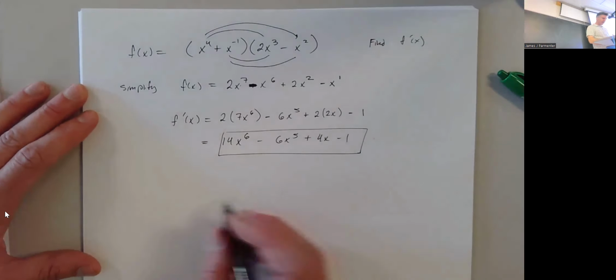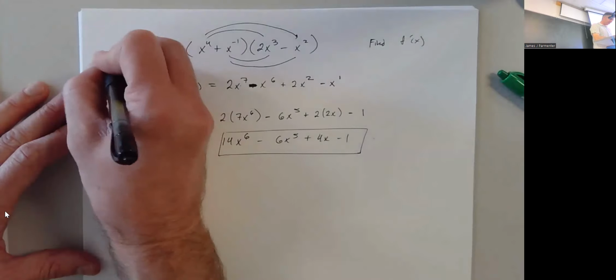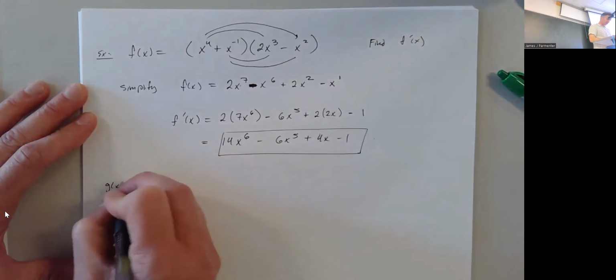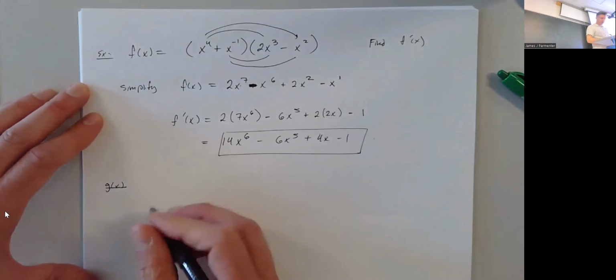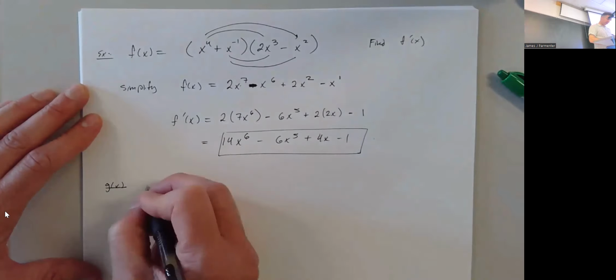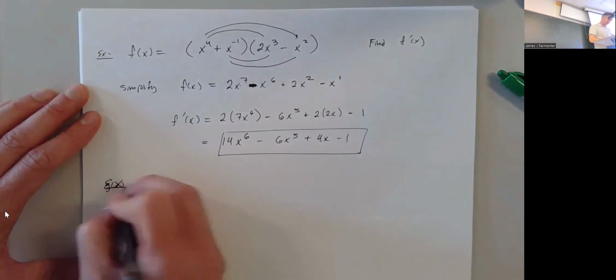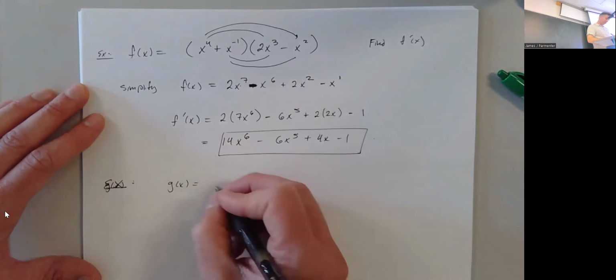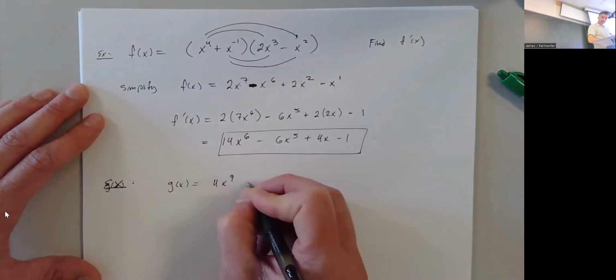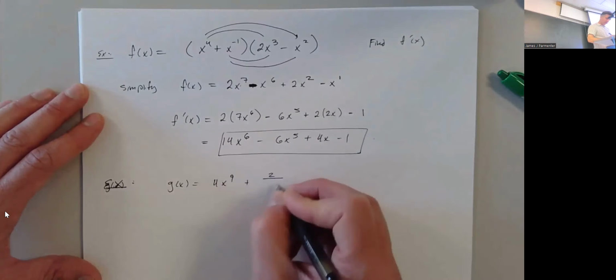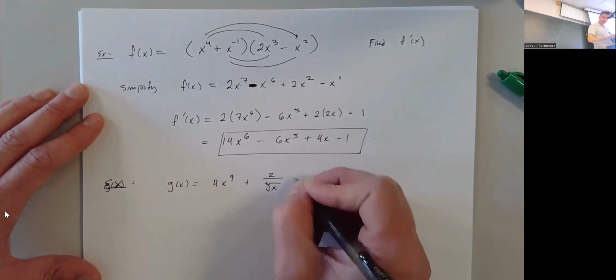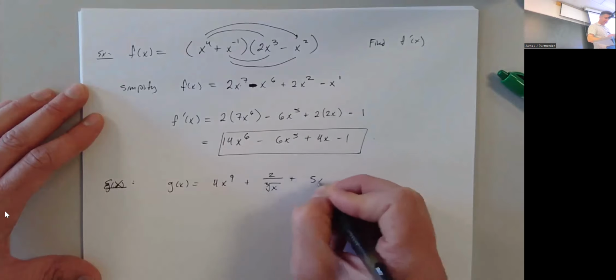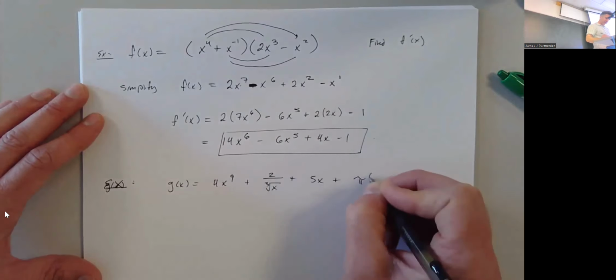Let's say we have this function. Let's say g of x is equal to, sure, we'll try this. I don't know why I wrote g of x there. One example, sorry. So g of x is going to be 4x to the 9th plus 2 over the cube root of x plus 5x plus pi to the 6th power.